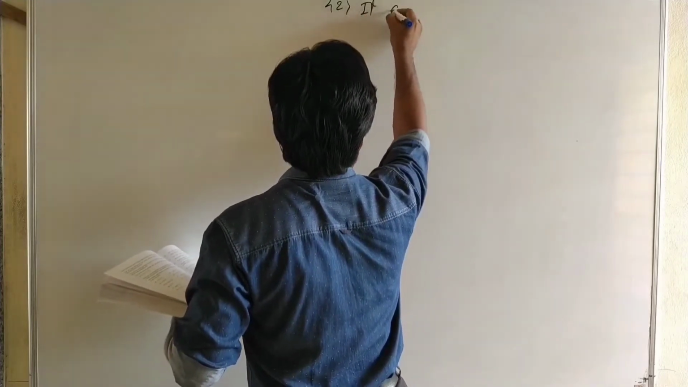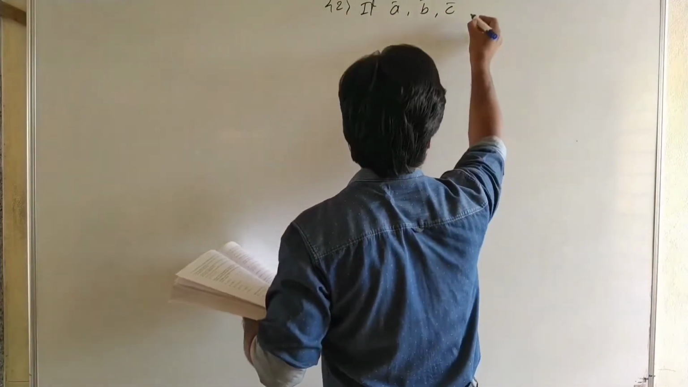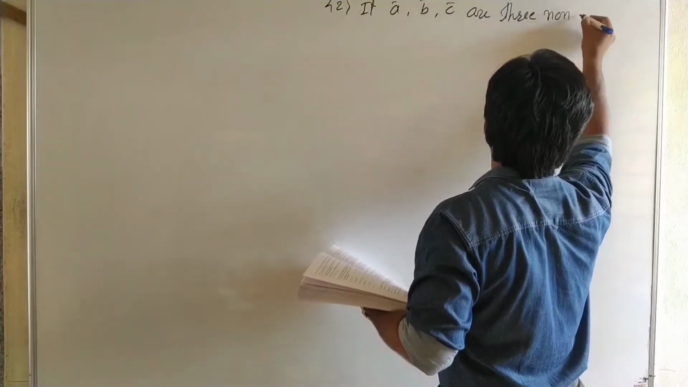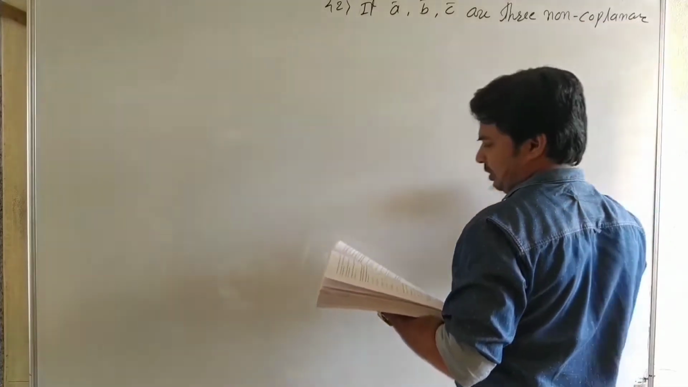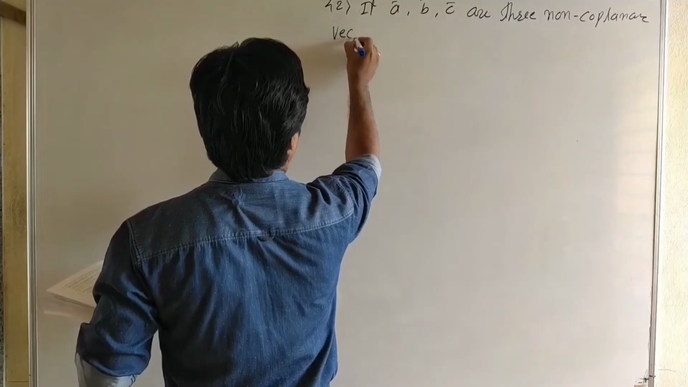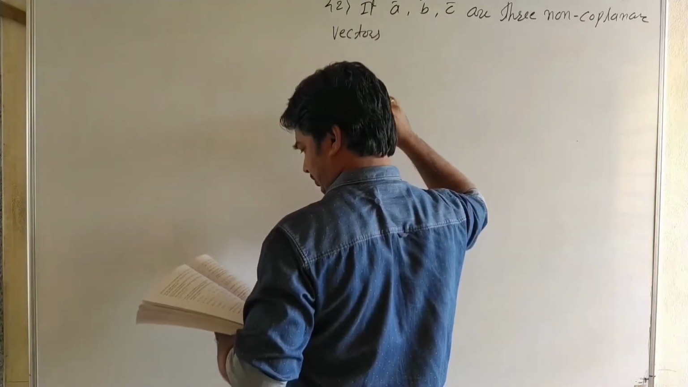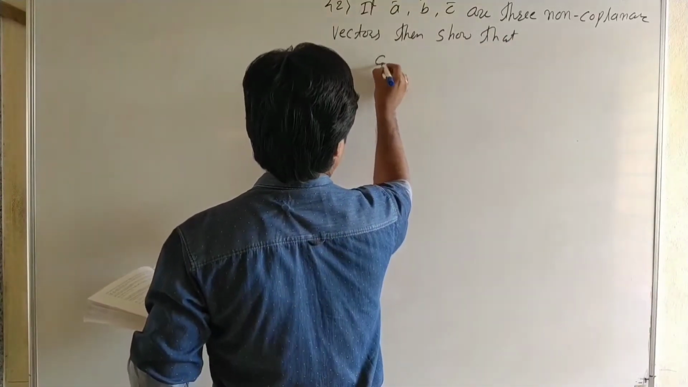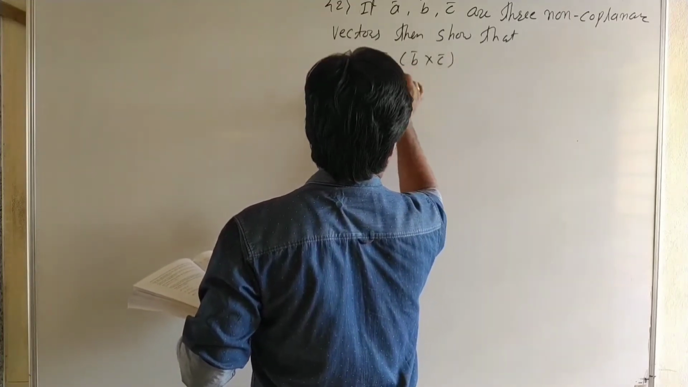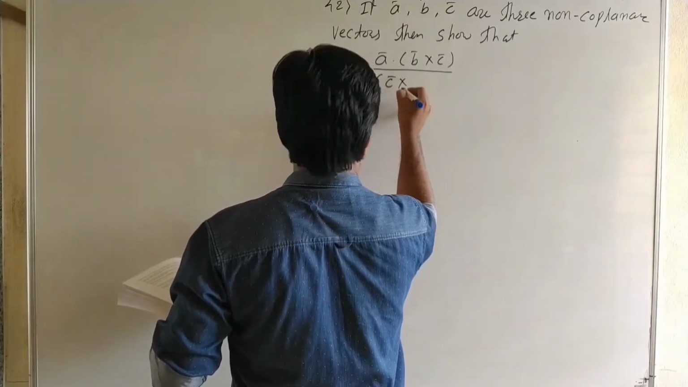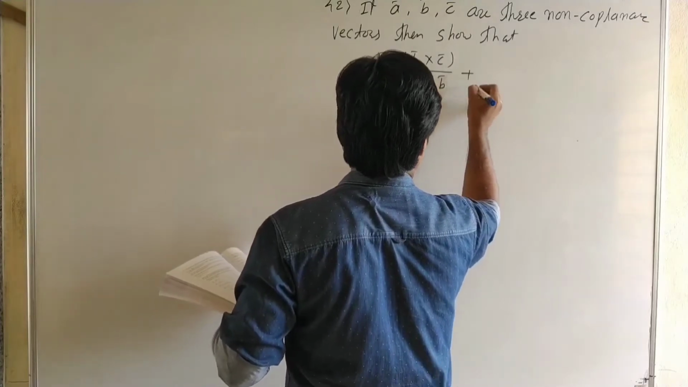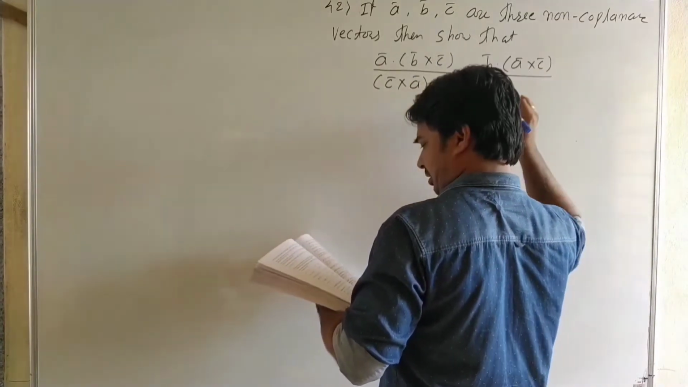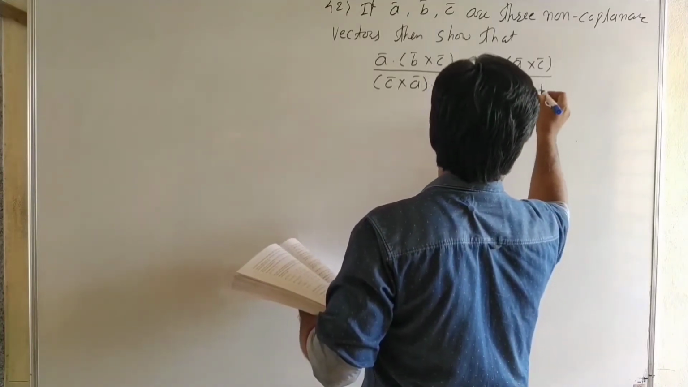If A bar, B bar and C bar are three non-coplanar vectors, then show that A bar dot B bar cross C bar upon C bar cross A bar dot B bar plus B bar dot A bar cross C bar upon C bar cross A bar dot B bar is equal to 0.